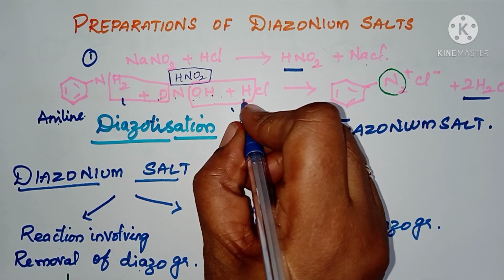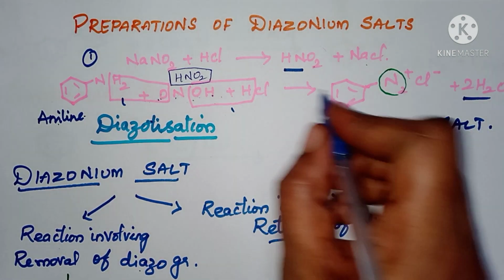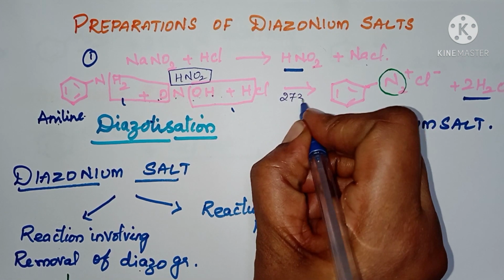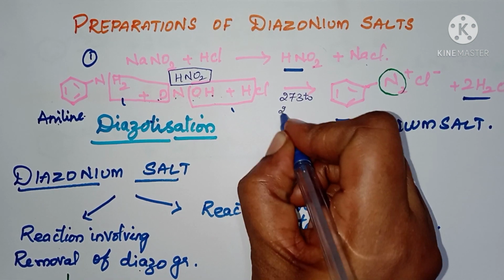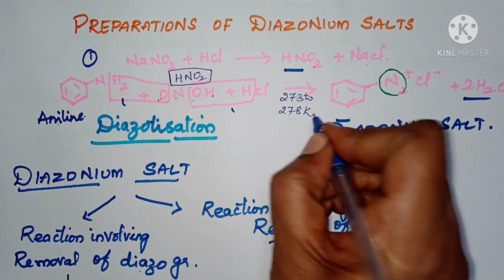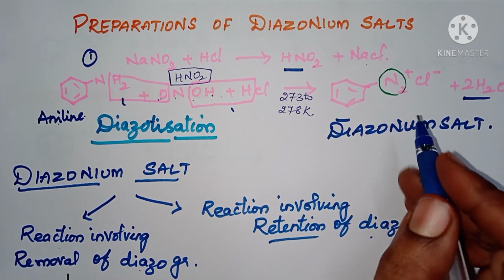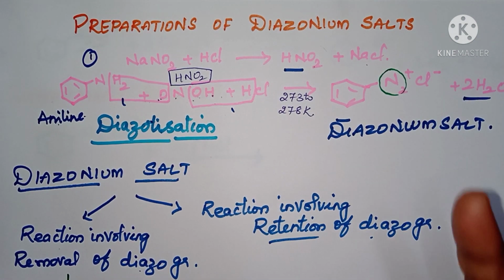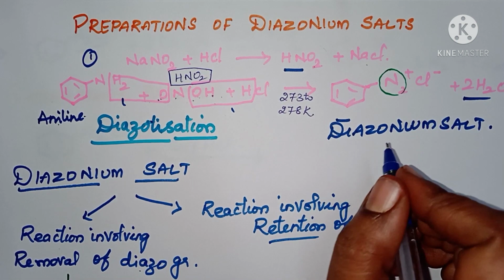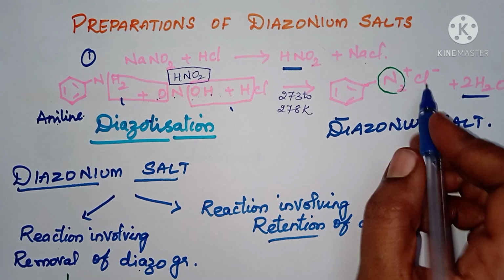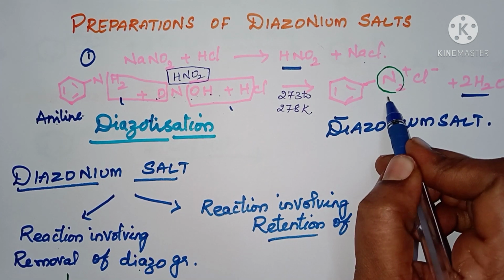along with HCl, cooled HCl at 273 to 278 Kelvin. Okay, the solution of sodium nitrite in water is added to that. So benzene diazonium chloride is formed. So this is benzene diazonium chloride.